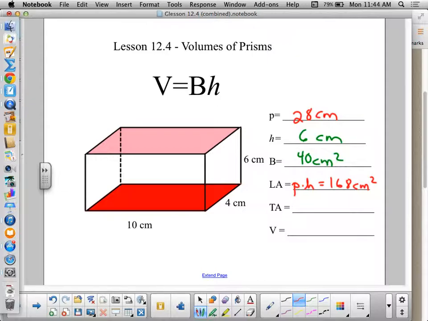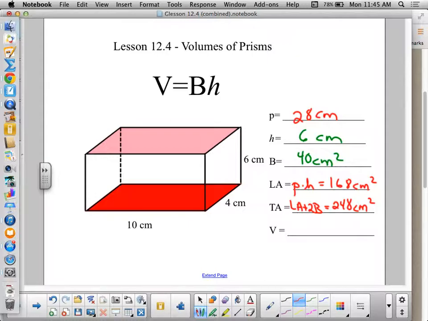Now I have to find the total area. The total area is the lateral area plus 2 bases. Why? Because the top and the bottom are the same, right? There are 2 bases. So I take the lateral area plus base plus another base, that'd be 248 centimeters squared. And finally, and that's what you did on Friday, was finding the surface area. That's the total surface area. I often refer to that as TA, total area, but it's also referred to in the book as the total surface area. Finally, the volume.